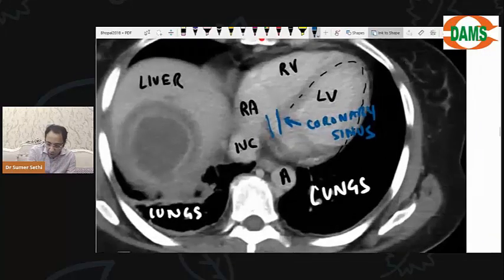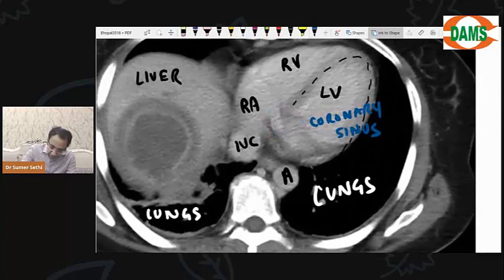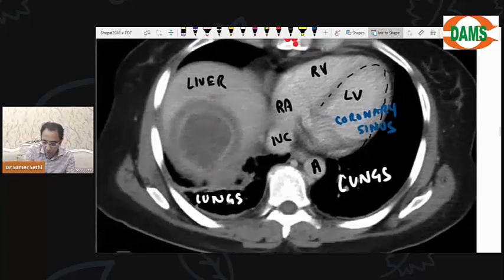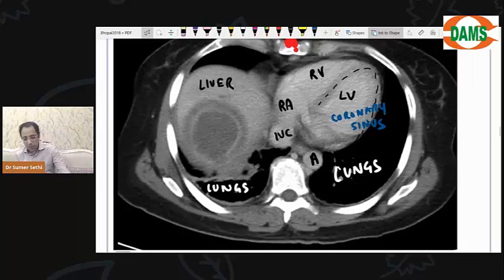Did they teach you in anatomy that there is a venous structure called the coronary sinus draining into the right atrium? यहाँ पे वो है ना, वो coronary sinus है. Now let's see an answer.